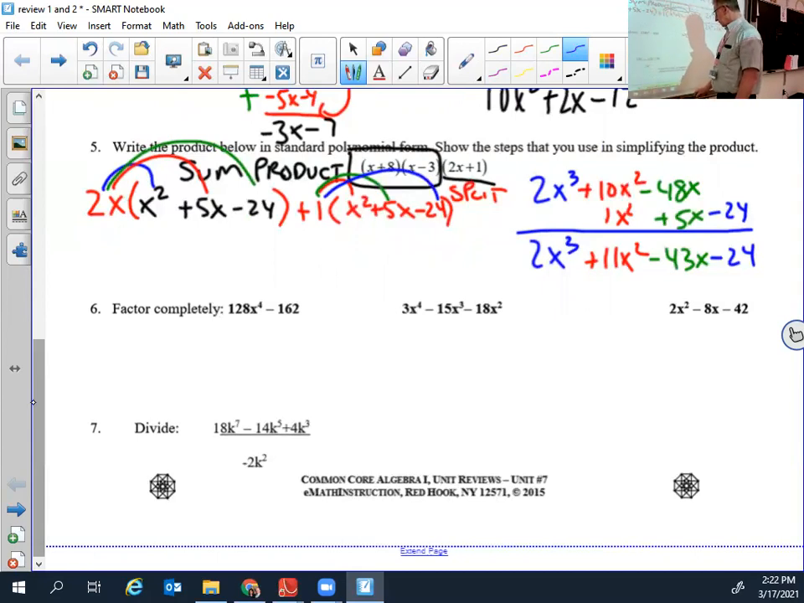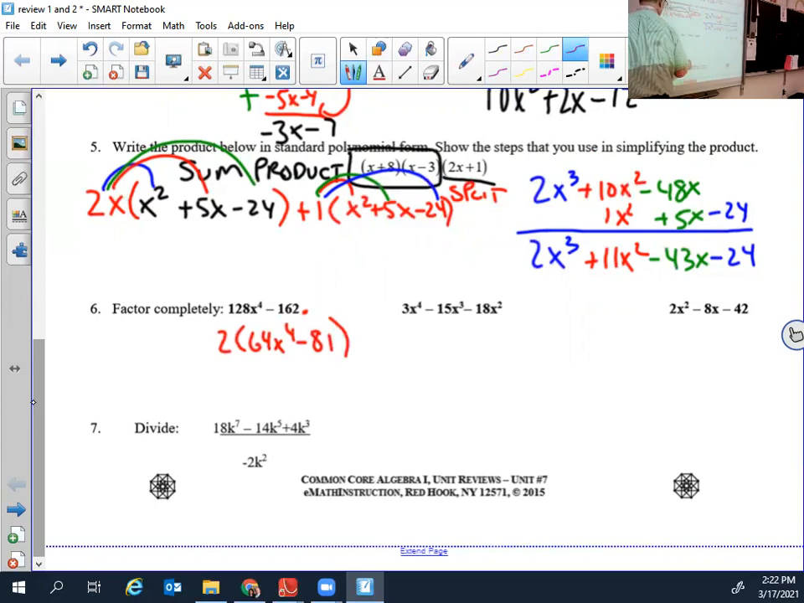And the first thing I see is 128x to the fourth minus 162. Well, I can't take out an x because there's no x here, but I can take out a 2. That's going to be the GCF, and you can use your calculator for that. Remember, you hit menu, 2 for number, and then 4 for GCF, and then the 2 numbers. If I take out a 2, I'm going to wind up with 64x to the fourth minus 81.